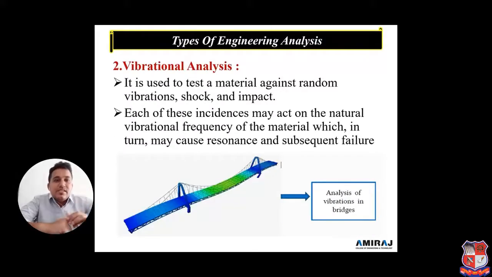The second one is vibrational analysis. In vibrational analysis, we know that we get much more vibration in bridges. So here we have one example of analysis of the vibration in bridges. In a bridge, or any dynamic chassis body, or all rotary machines, there are vibrations. For that purpose we have to find out the vibration, shock and the impact on the particular object.